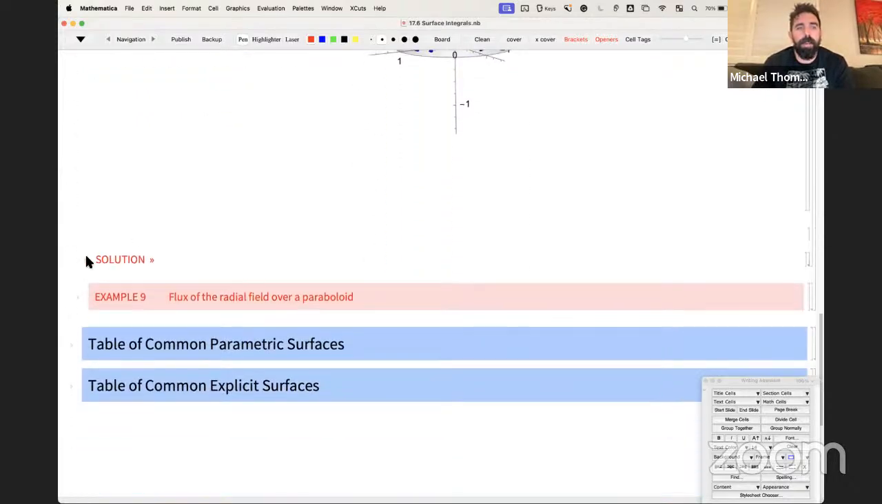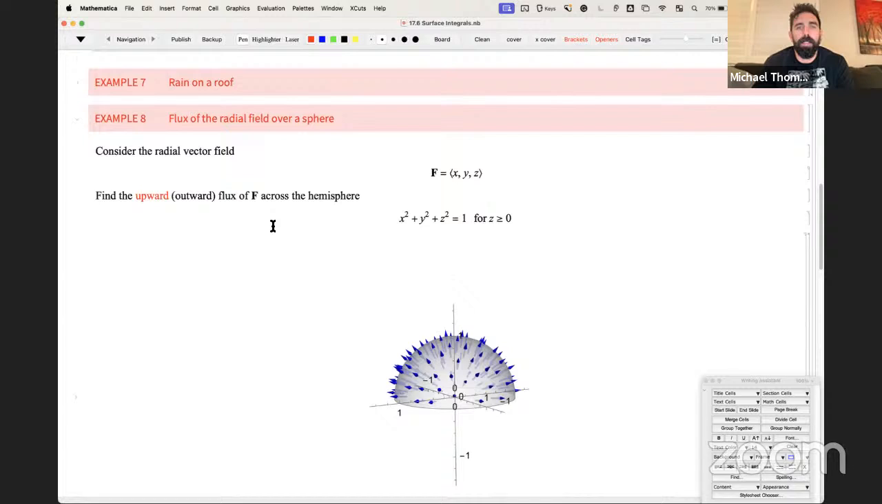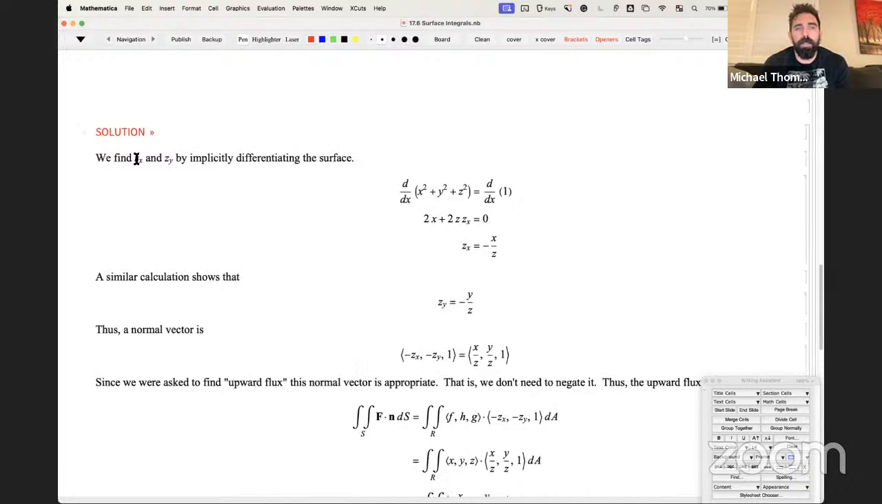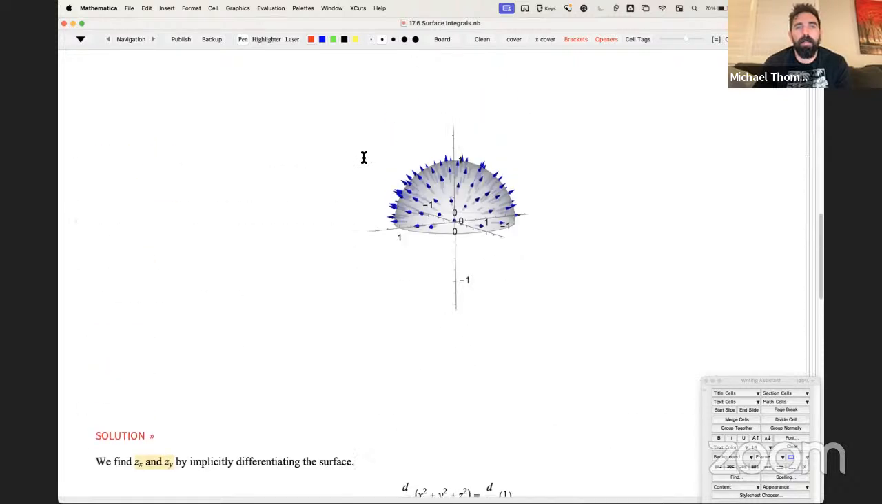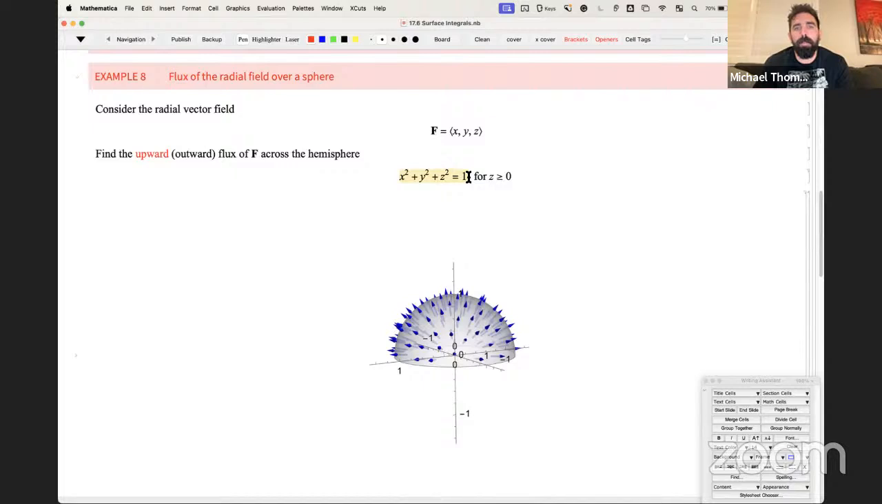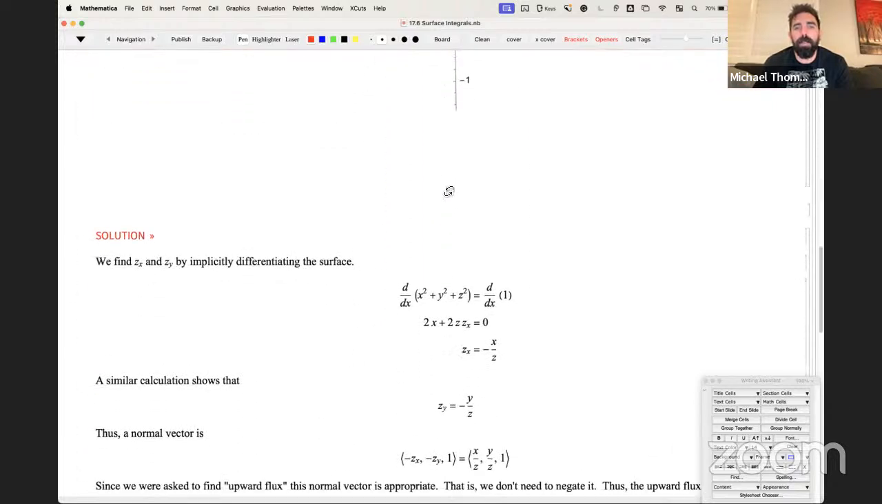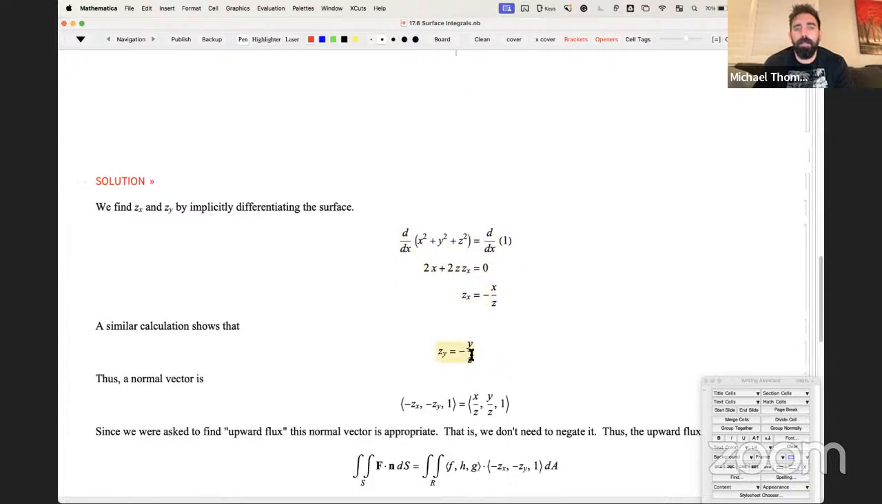So let's go ahead and let's see. This surface is given explicitly, so there's no point in parameterizing it. We can just use that second formula. So you've got to find Zx and Zy. Now, finding Zx and Zy, one way would be to solve for Z and then find it. That's going to get ugly. So you might as well use implicit differentiation, right? Just take your equation, differentiate both sides with respect to X, and then solve for Zx. So there's Zx. You can do the same thing for Zy.